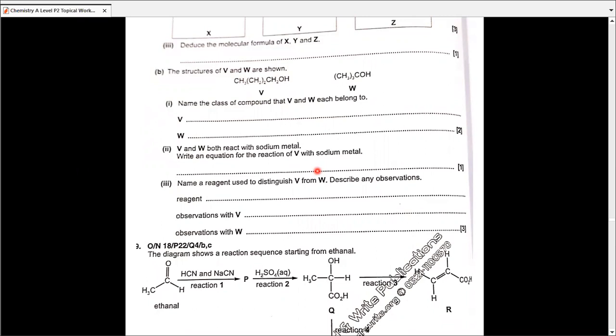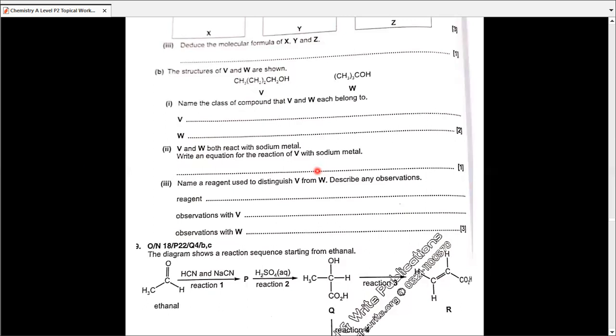B would be primary alcohol, and W would be tertiary alcohol. Good. Part 2. Write an equation. So we'll just replace the H in OH with Na, right? And it would give you the organic product. Apart from the organic product, what are you going to get? Hydrogen. Hydrogen, right.